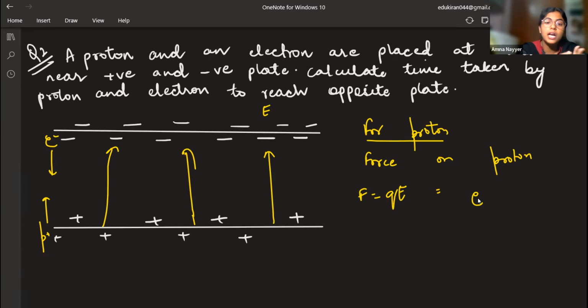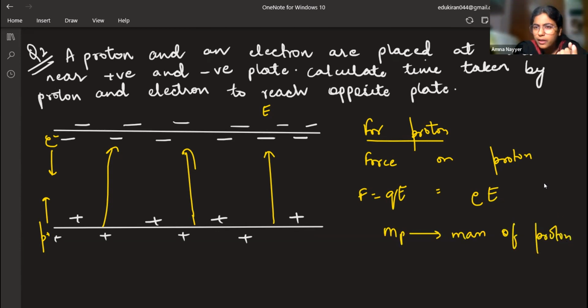This value all of you should remember. This will be used in other concepts also. Likewise, here you don't have to put in the value. So this is the electronic charge, so this is e into E. This is the force. Now see, mass of proton, let's say this is m p. So F is equal to ma, Newton's equation. All of you must have studied this in laws of motion. F is equal to ma.